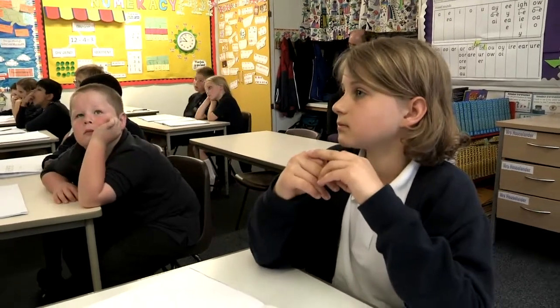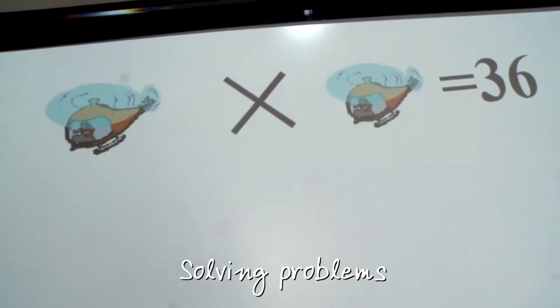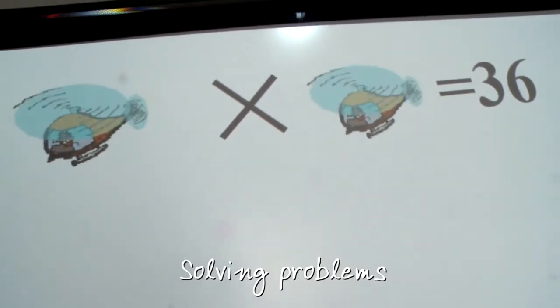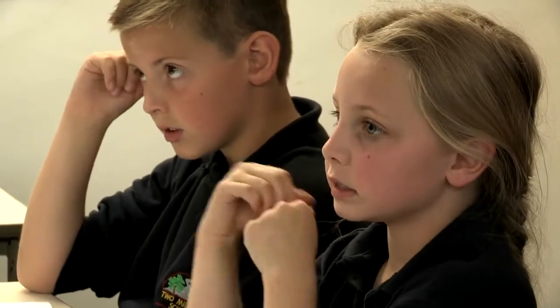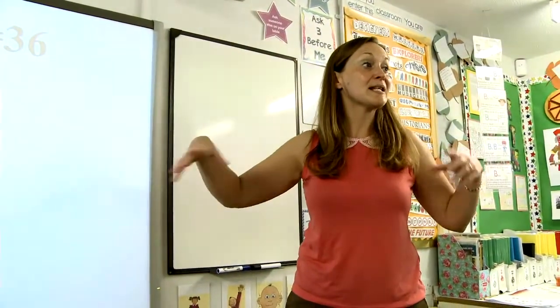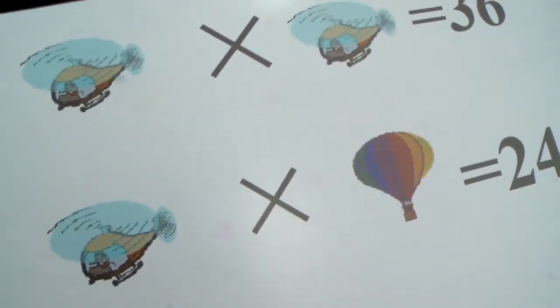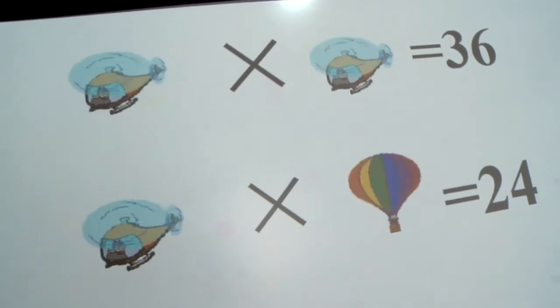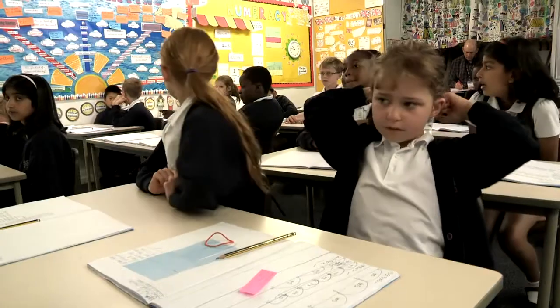Okay, we have our flying helicopters. We've got a helicopter times a helicopter equals 36. What does the helicopter mean, Brooke? The helicopter means 6 because 6 times 6 equals 36. Good. Okay, so if we know the helicopter means 6 because 6 times 6 is 36, then we had a helicopter times a balloon equals 24. What does the balloon mean? Myra, what does the balloon mean?